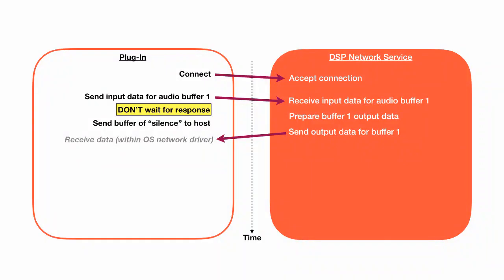So what we do is we do a little trick. Right after we connect, we fling the input data over there. We don't wait for anything. We just trust the fact that eventually it's going to come back, and it's going to come back without any special programming from us. It's going to sit there within the OS network driver's buffers, okay? And we satisfy the DAW by sending a buffer full of silence. That's why we're always 1 buffer behind.